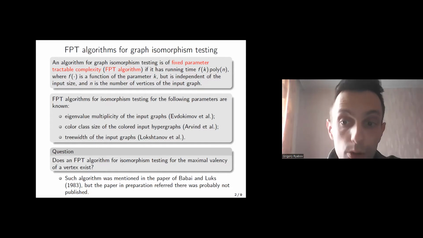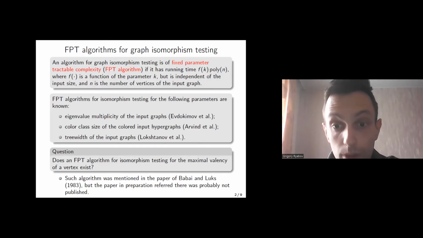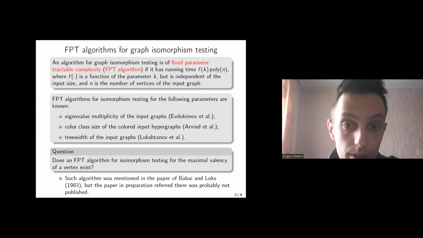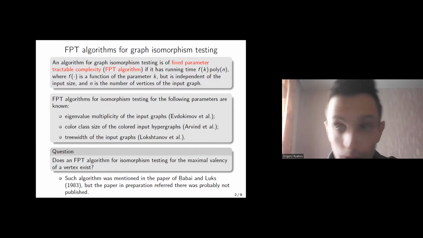Arvind and his co-authors constructed an FPT algorithm for isomorphism testing of colored hypergraphs, and the parameter here is the color class size of the colored input hypergraphs. One more FPT algorithm was constructed by Lokshtanov and his co-authors for graph isomorphism testing, of course, and in their algorithm the parameter is the treewidth.